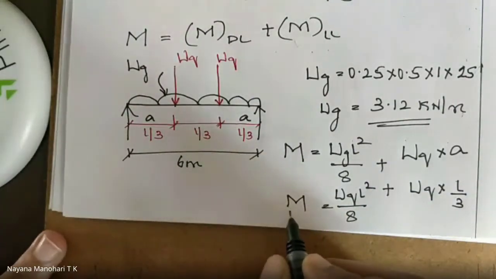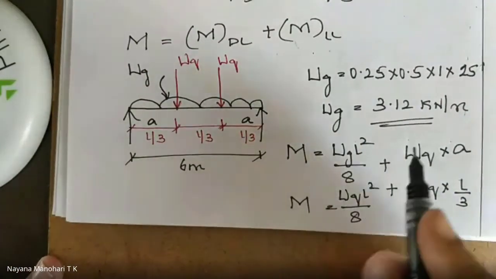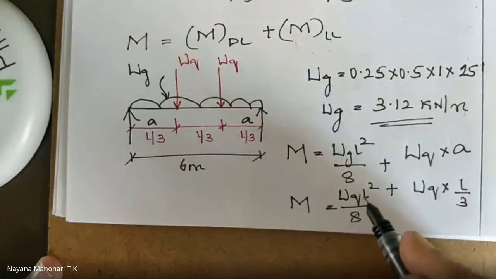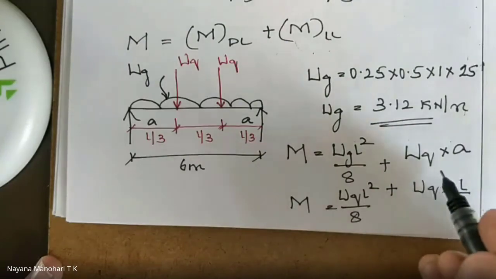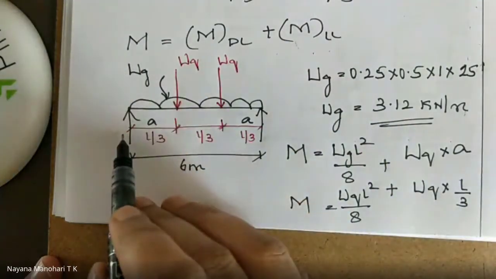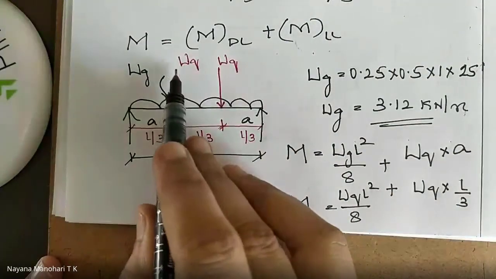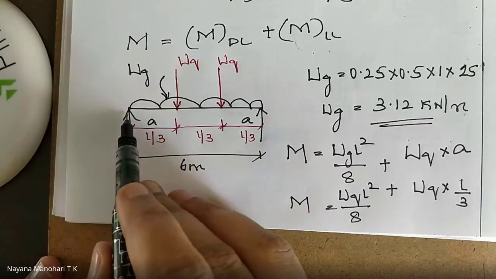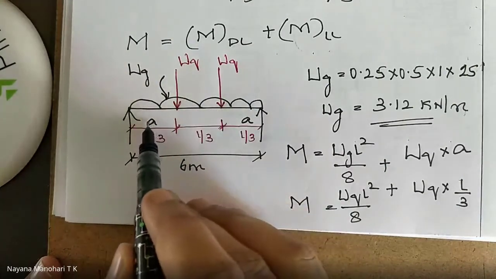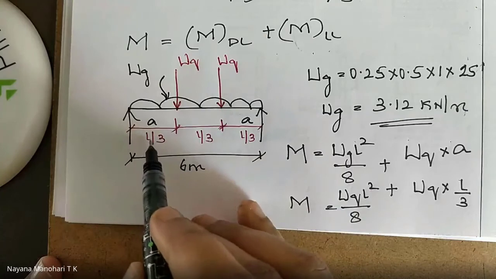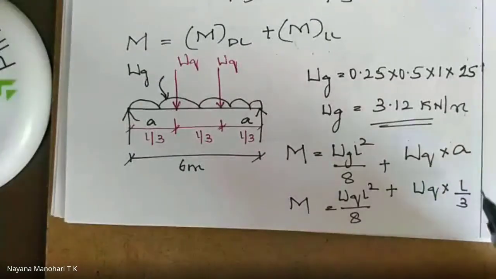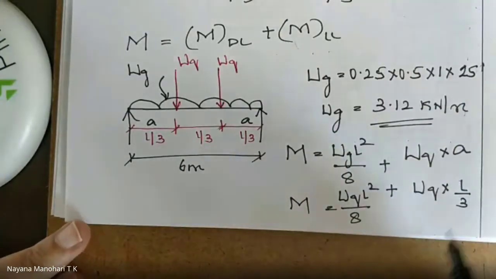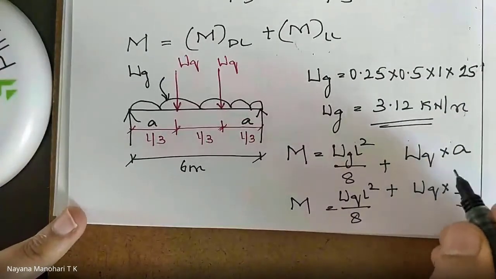Substitute M equal to 96.9 and WG value 3.12 into span 6 square divided by 8, plus the standard formula. If a 2-point load is acting at a distance A from the left as well as the right support, A is nothing but here L by 3. The standard formula is W into A value, A is nothing but L by 3. Okay, substituted. This is the standard formula.